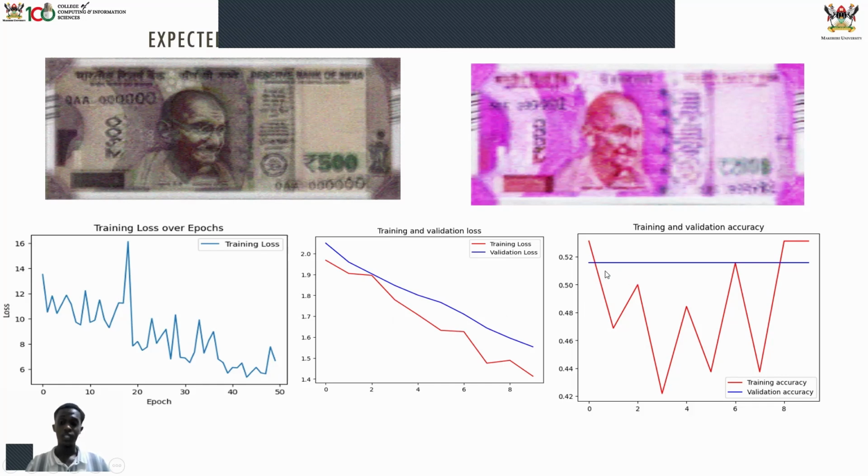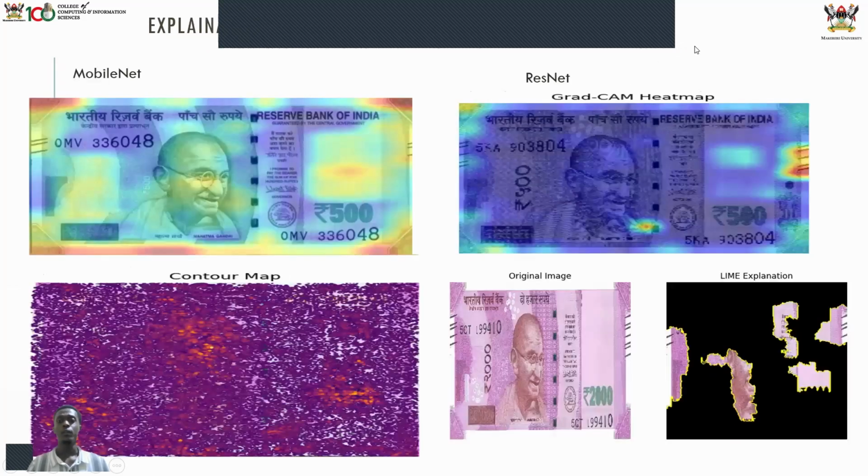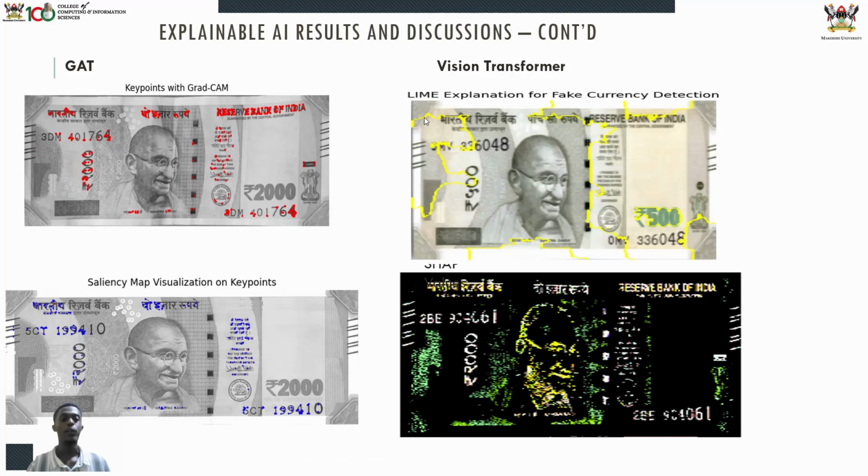Then you could clearly see the validation accuracy was above the training accuracy, meaning that the model was actually learning from the data set. Then, of course, we ought to apply explainable AI to our models and know why, actually, where they focused.